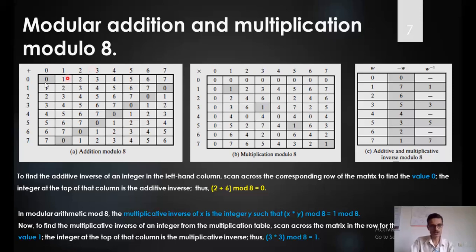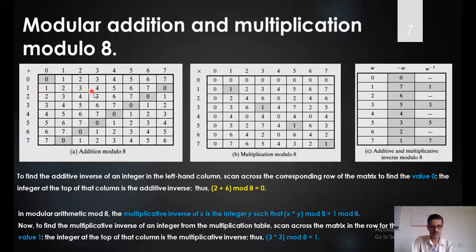Let us consider. So 0 plus 0 under mod 8 is 0 only. 0 plus 1 is 1 only, right? 0 plus 2 is 2 only. So I write the same thing. Now 1 plus 0 is 1. 1 plus 1 is 2. 1 plus 2 is 3. I'm extremely sorry. 1 plus 2 is 3. 1 plus 3 is 4.